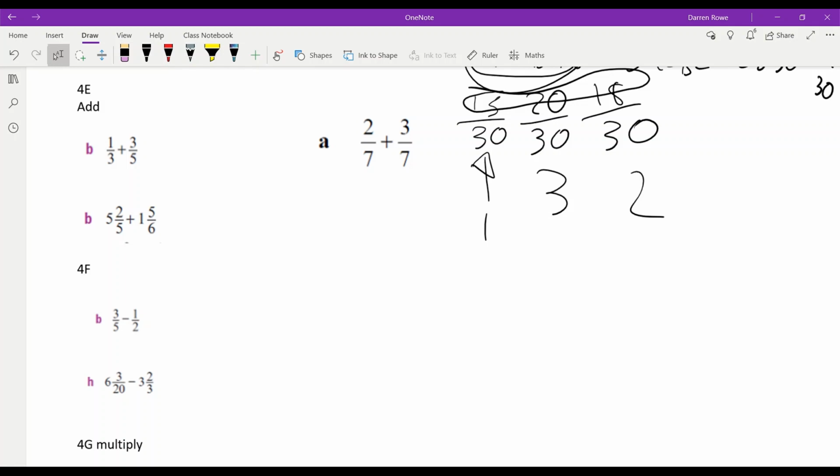Alright, adding fractions. If you have a fraction like this, very easy. It's got the same denominator, you just add the tops and leave the denominators the same, no worries. 5 over 7, that's it. Very simple. The tricky thing is when they have different denominators.